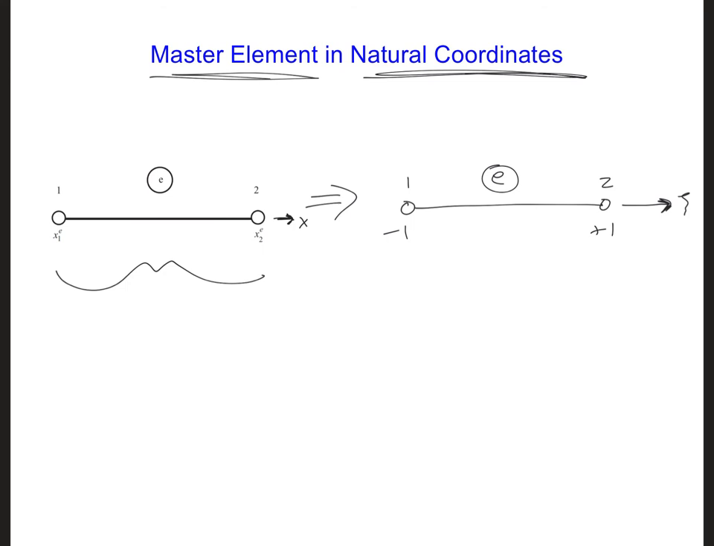Using this approach, for each element in the grid, we would perform a coordinate transformation from x coordinates to the natural psi coordinates. Then we would apply the solution to the integral that we have. We can evaluate it once here for our natural coordinate element. And then we can transform the solution from natural coordinates back to x coordinates again. So we have it over a specific element in the x grid.